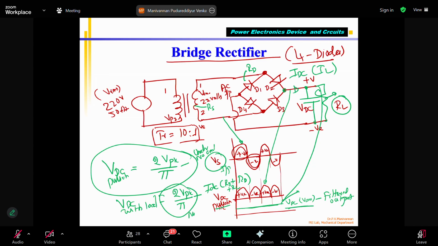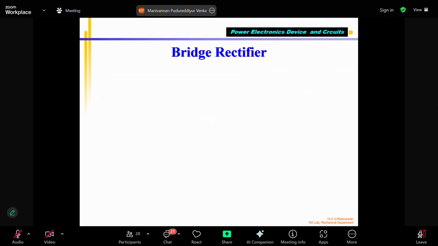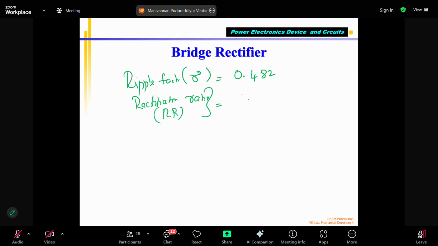Okay. Now, what other factors can we compute? Ripple factor. Note this formula, ripple factor gamma is going to be 0.482. The formula I said, if you know the value, that is sufficient. Rectification ratio, RR, already we said it is 0.812. Then transformer utilization. I'm giving the final values because once you know the full wave rectifier, it is applicable here also.